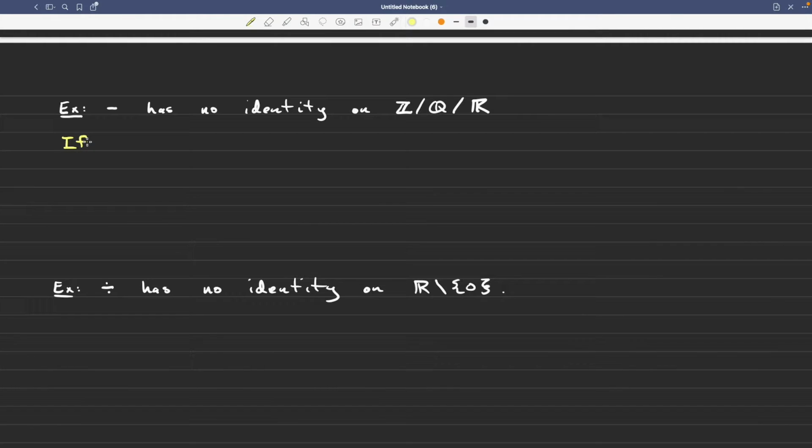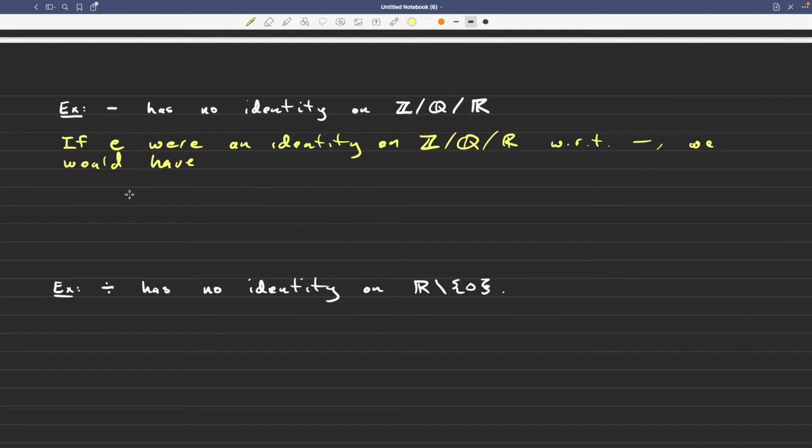So for subtraction, let's just suppose we had some hypothetical E. If E were an identity on Z, Q, or R with respect to subtraction, then we'd have E minus X has to equal X, and X minus E has to equal X, right? If I take that equation, X minus E equals X, that would imply that E has to be 0. I can just solve that equation for E. So add E to both sides and subtract X from both sides, and you end up with E equal to 0. So if there is an identity, it would have to be 0.